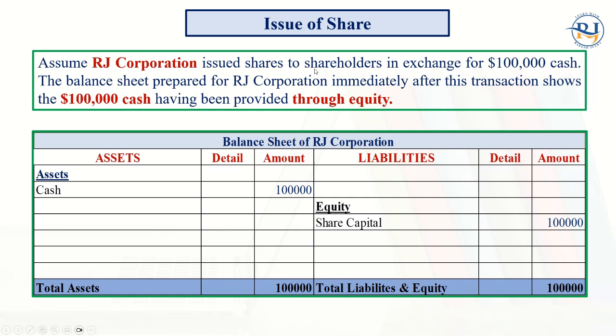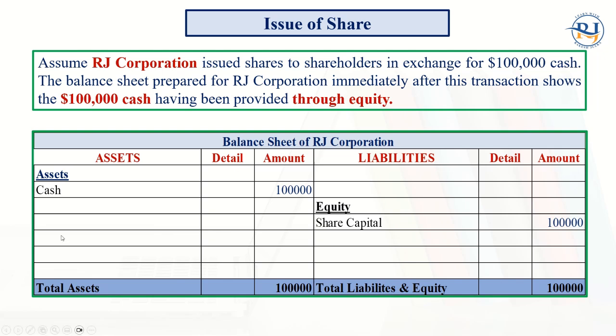Now, issue of share, look at this. We have here assets and liabilities. Assume RJ Corporation issued shares to the shareholder in exchange for $100,000 cash, and the balance sheet for RJ Corporation immediately after the transaction shows $100,000 cash having been provided through equity. So it means the company has received $100,000 cash, which will come on the asset side of the balance sheet.